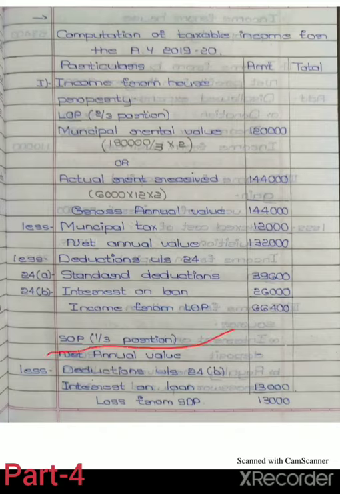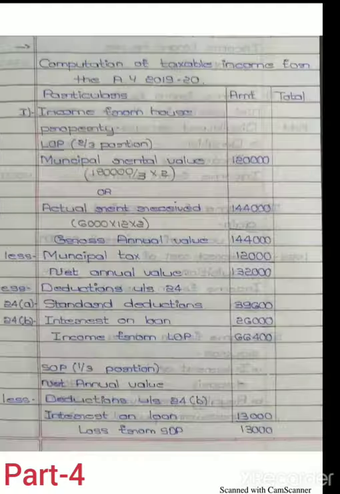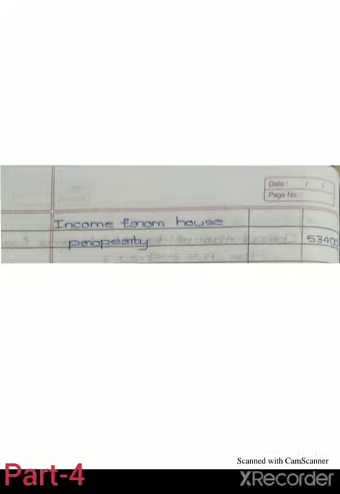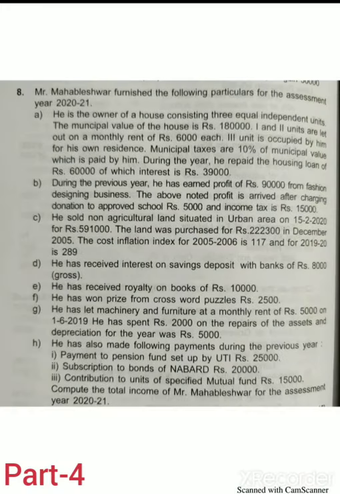Then the next portion, the third unit, is SOP. One third portion is SOP. We know the format. Up to net annual value, in case of SOP it is always nil. Less deduction under section 24B. Interest on loan 13,000. Loss from SOP is 13,000 itself. So the SOP loss has to be set off against LOP income. After set off, 66,400 minus 13,000, the final income from house property is 53,400. So this is all about the first information.